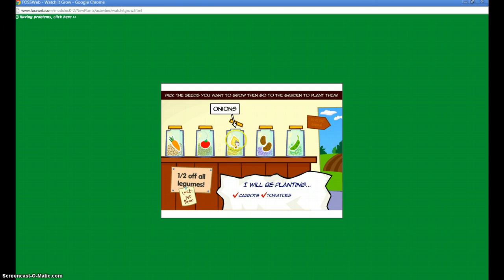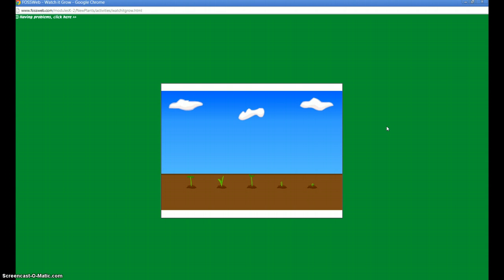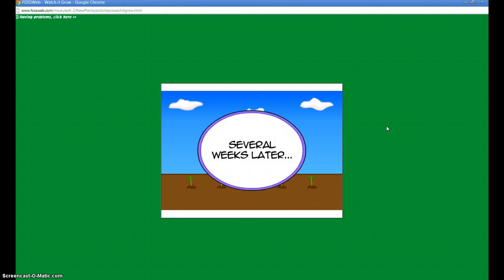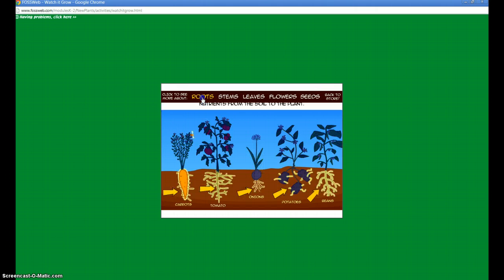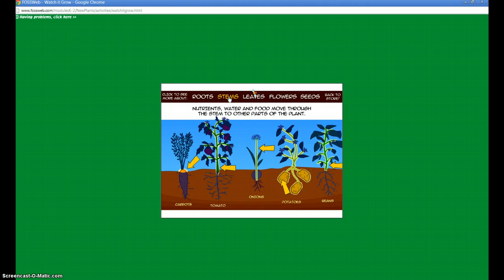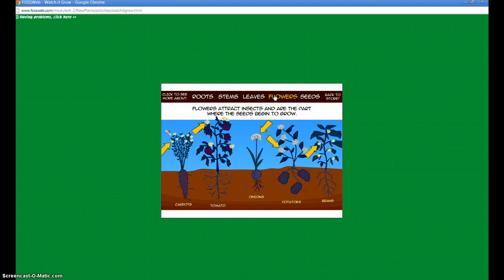So we're going to pick some seeds from each of the plants. We're going to go to the garden, and then it goes through several days later and simulates the growth of those seeds. What I like about it is that I think this is a good simulation to introduce the different parts of a plant. It will help students, under teacher guidance, to identify the different parts of a plant. So I do think this is a good simulation.